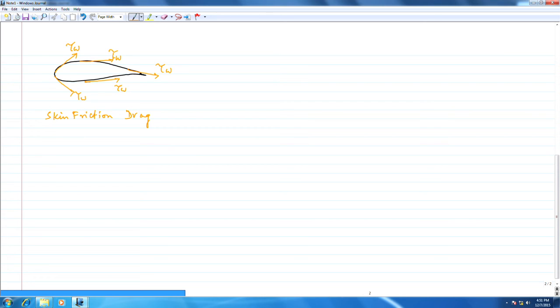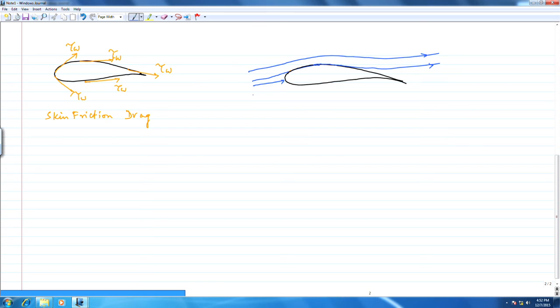On the other hand, let's say you have this again, and now you have flow. This is a separated streamline. So, you've got stuff which is going on top.